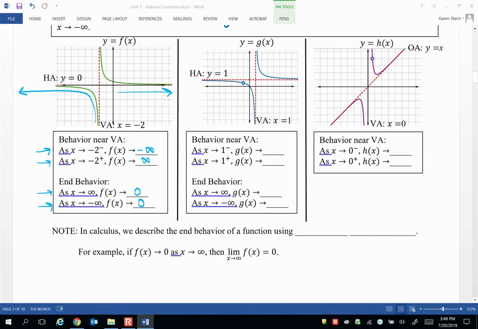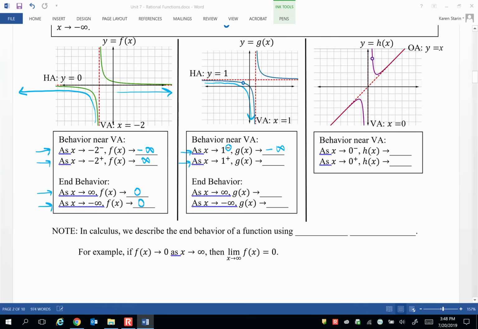Now let's look at y equals g of x. So we have a vertical asymptote at x equals 1. As x approaches 1 from the left, that's what the superscript of this minus sign up there means, from the left. That means we're approaching from numbers below 1. Well, I'm shooting off to -infinity.